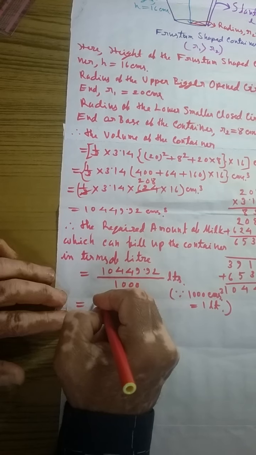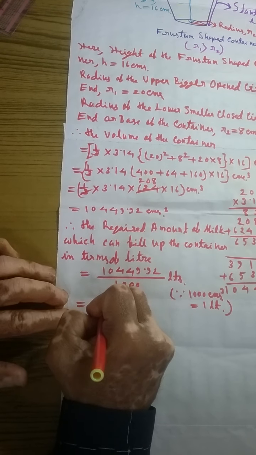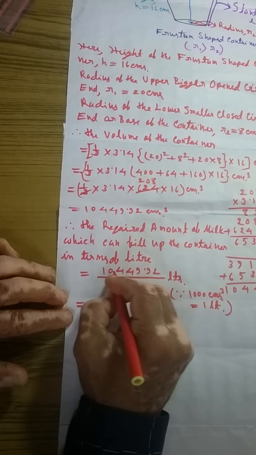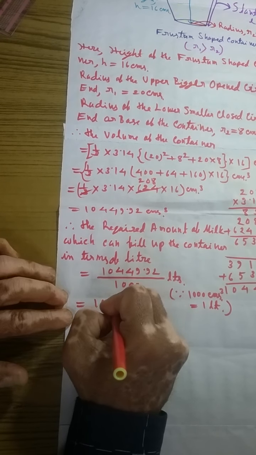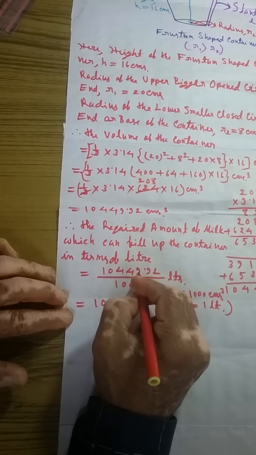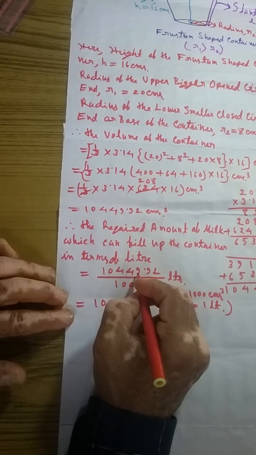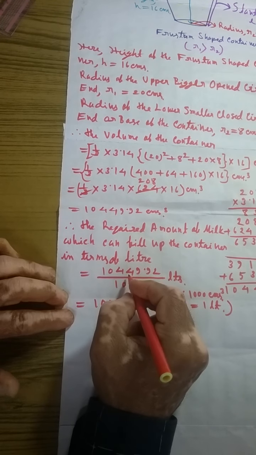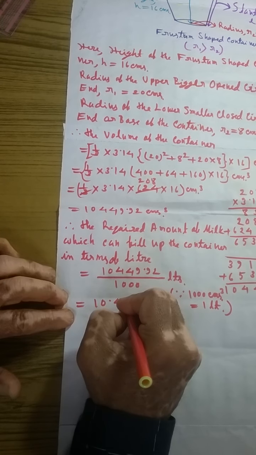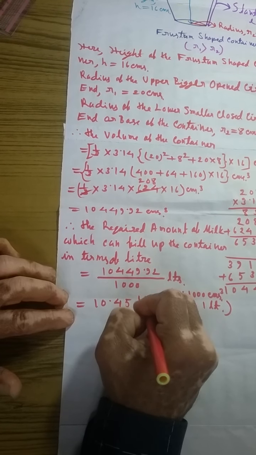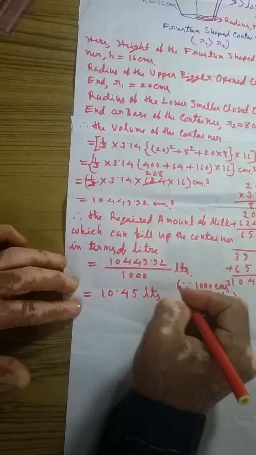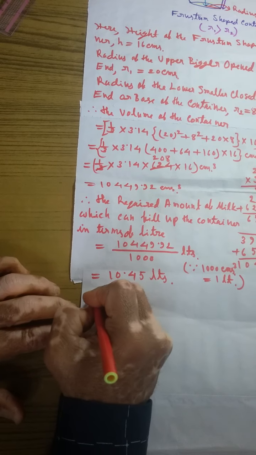This will be equal to 10.4. This 9 is greater than 5, so we can write in place of this number 4 the number 5, 10.5 liters. After this, let us proceed in this way.